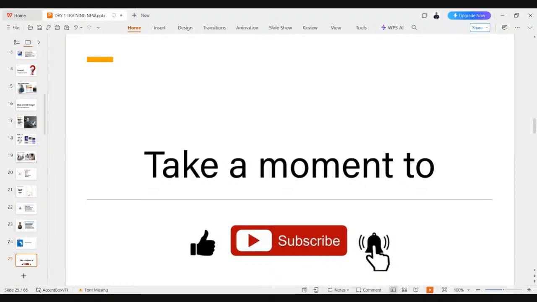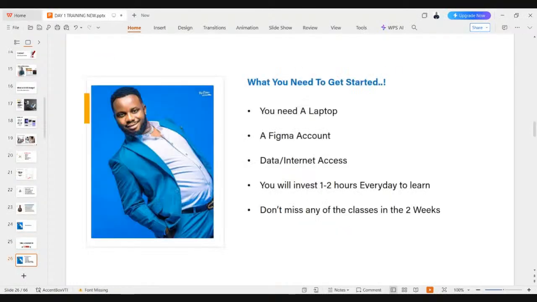So let's continue. So what are the things you need for the training? These are some of the things you will need. First is you will need a laptop. Second, if you don't have a laptop, no problem. I'm going to tell you what to do. I closed my WhatsApp. I will show you something.